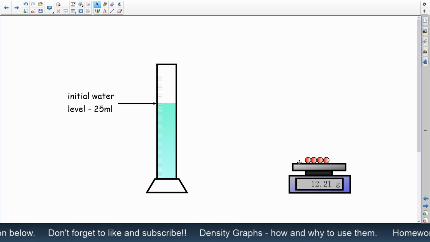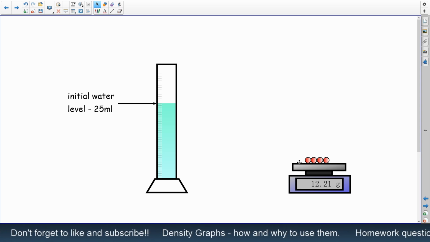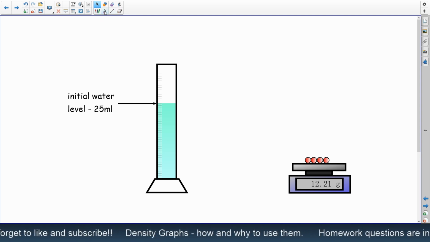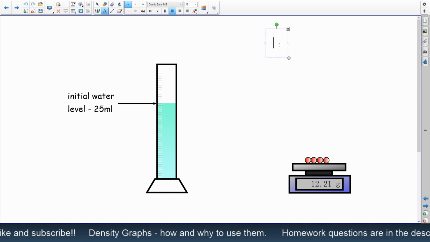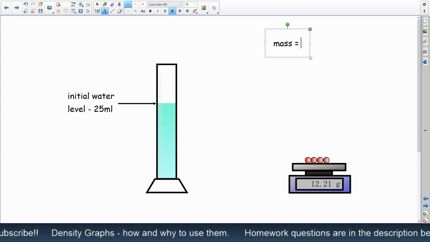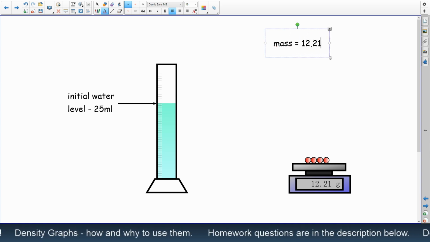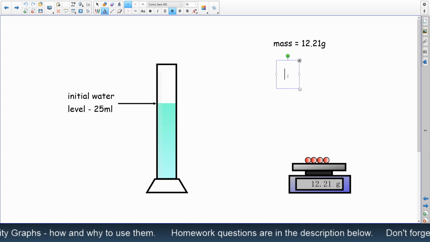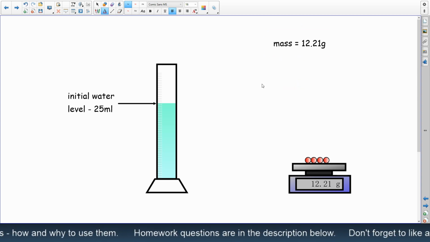All right, so what we want to do is find the volume of these, because we've already got the mass. We can write that straight up in the corner here. We can write the mass equals 12.21. We'll come back to that a little bit later. So what we need in order to find the density is the volume.